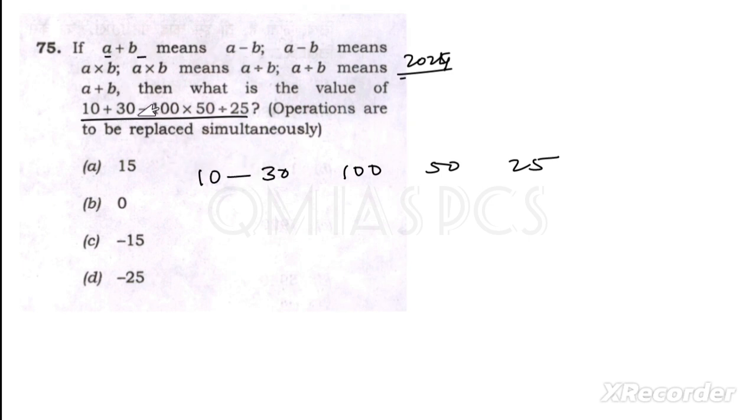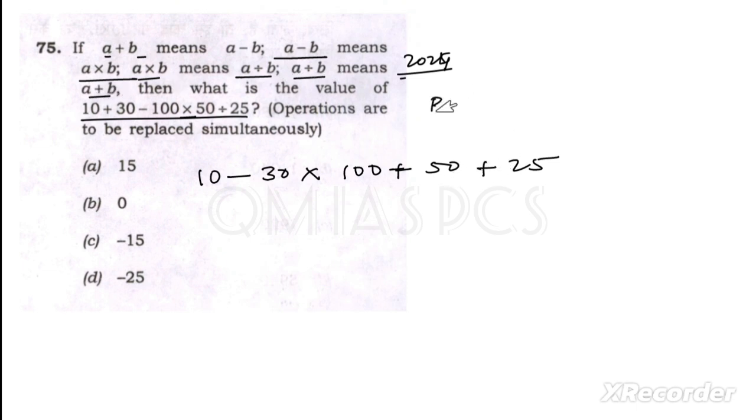Now a minus b will be a multiplied by b, so it will be multiply. Then multiply, a multiplied by b, is equal to a plus b, so here it will be plus. Finally it is 50 divided by 25, so division is equal to addition.